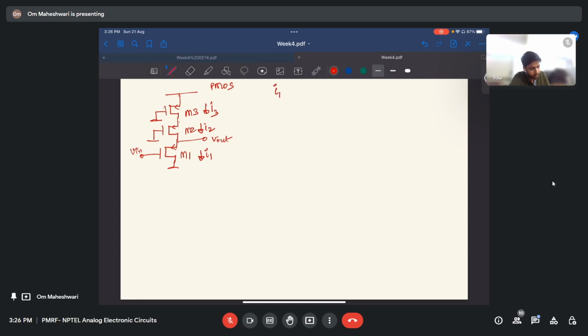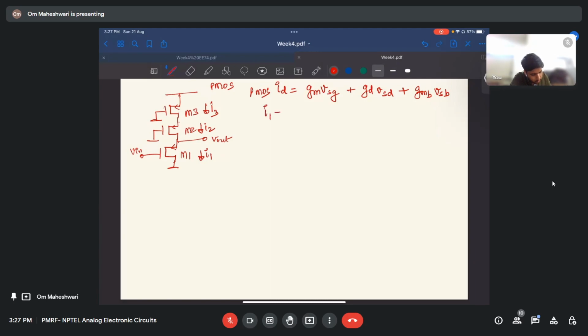So I'll write the equation for I1. Like I have told, ID equals gm VSG for PMOS plus gd VSD. Now we will also take another component, gmb, which is the conductance due to body, times VSB. So this is the equation. We will use this equation for all three transistors to solve for the gain.